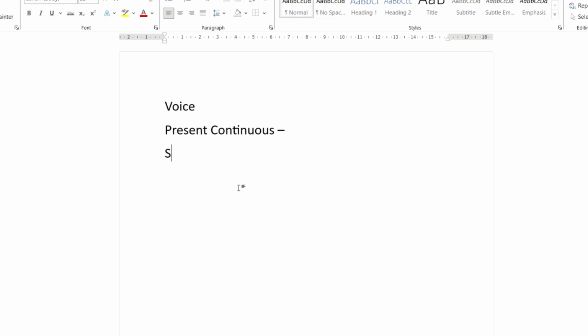Okay, so a present continuous sentence looks something like this: subject plus is, am, are plus VING, that is verb plus ing, plus object. Now, as I had told you, whenever we change active voice into passive voice, we need to follow 4 rules. So, first of all, I am writing a sentence: I am writing a letter.